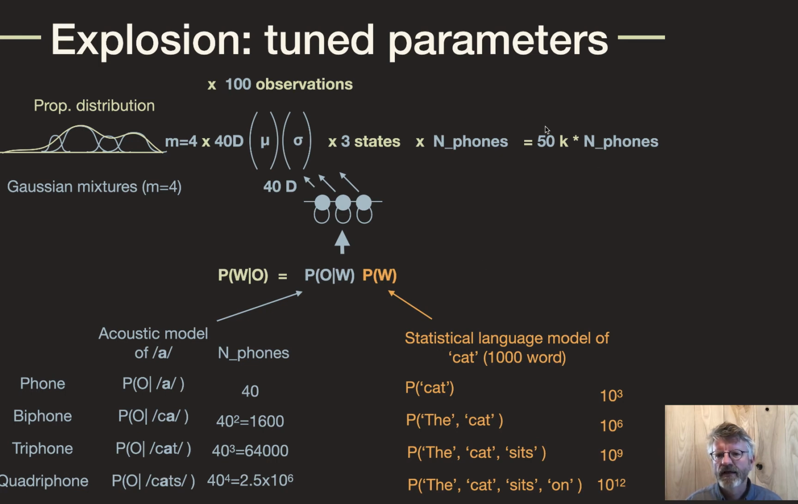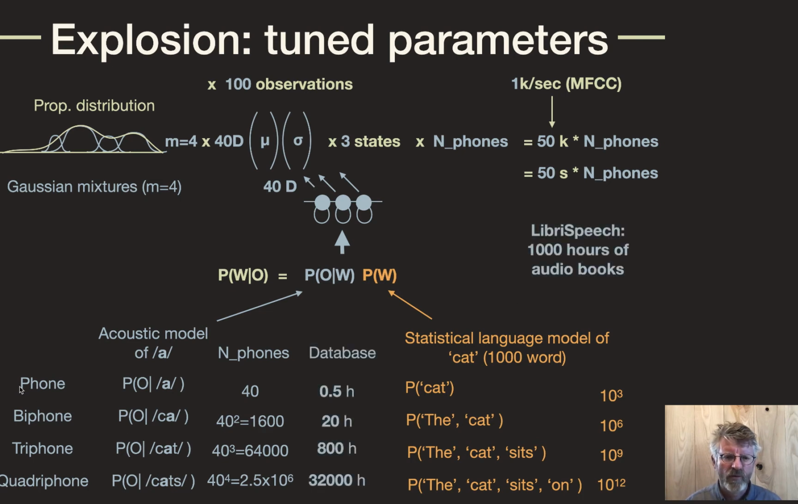And this leads to that we need about 50,000 different observations for each phone. And typically MFCCs provide us with 1,000 observations per second. So that means that we need about 50 seconds for each phone that we want to model. And that means then that if we want to make a phone level recognizer, which is probably not very good, we need about half an hour.